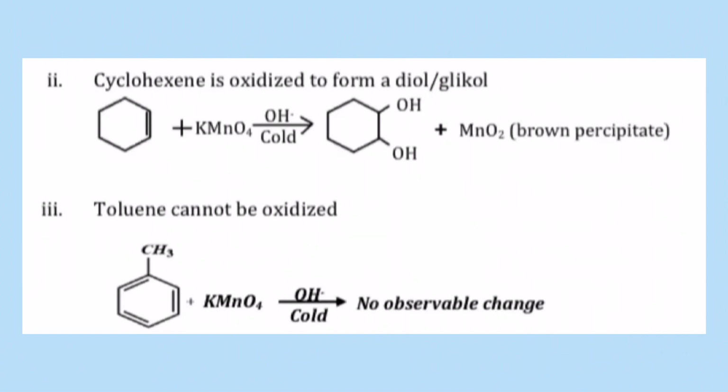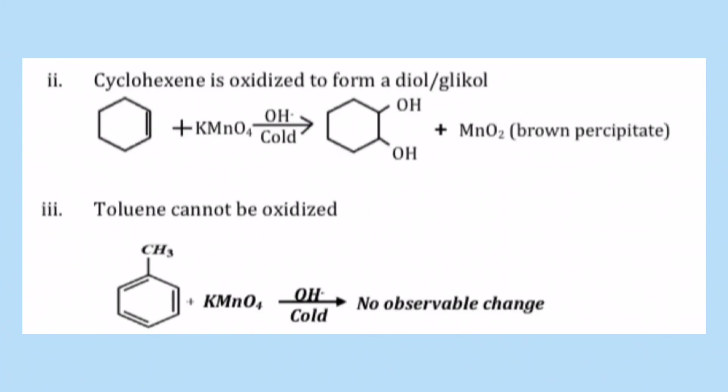2 Roman. Cyclohexene is oxidized to form a diol or glycol. So, draw cyclohexene plus KMnO4 and OH- cold. The reaction occurs, so 2OH is added to the carbon-carbon double bond and also forms MnO2 that gives brown precipitates.